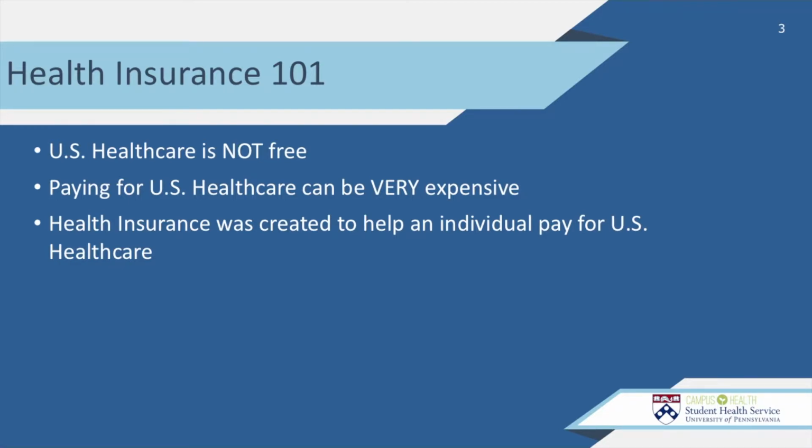Before we get into specific terms around choosing health insurance, it is important to know some things about United States healthcare and United States health insurance. First, United States healthcare is generally not free. The costs for it come from somewhere, be it the clinical fee you pay at Student Health Service, be it out of pocket or you paying for it on your own, or through your health insurance. Next, paying for United States healthcare can be very expensive. That leads us to our third point, that health insurance was created to help an individual pay for health care.